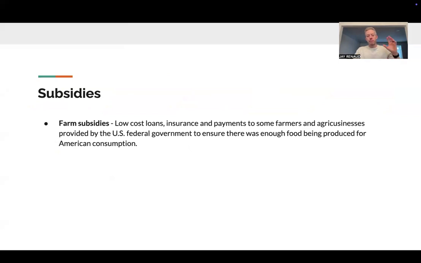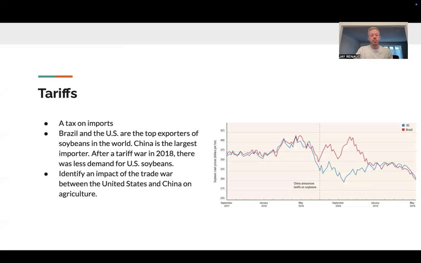Subsidies are money the government will provide to, in this case, farmers, basically to guarantee a wage, but also it is a way for the government to ensure that our farmers are growing certain types of crops, in particular corn. The government will pay farmers to grow corn, and that's a subsidy. What it does, though, is it keeps food prices relatively low and relatively cheap for the consumer, so that's great.